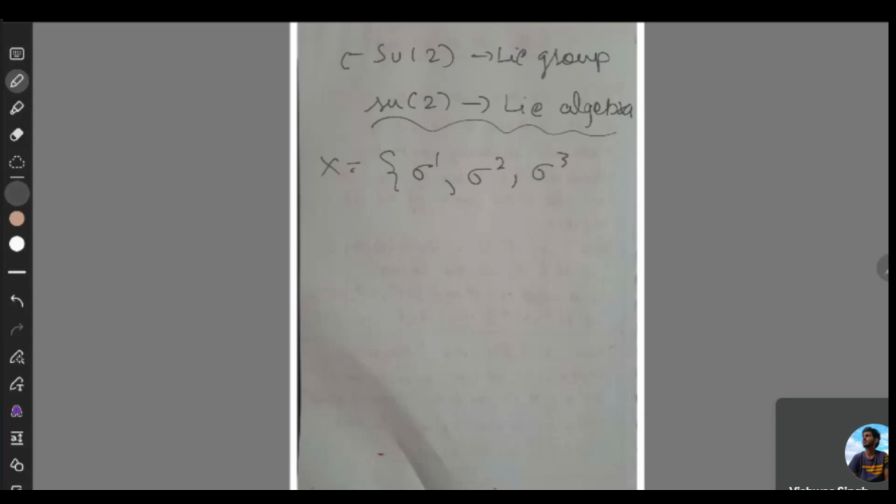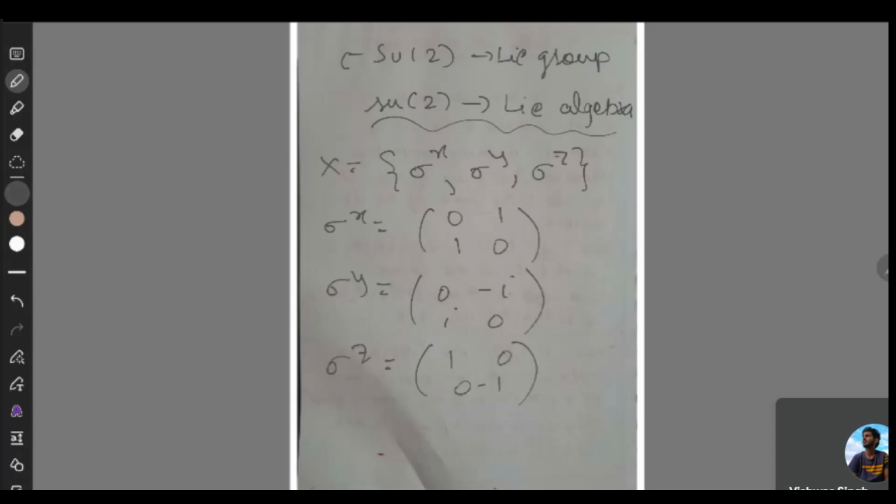Or let's call it sigma x, sigma y, sigma z. What are the properties of these matrices? These are Pauli matrices. We know the explicit form of these matrices. Sigma x is (0, 1; 1, 0). Sigma y is (0, minus i; i, 0). Sigma z is (1, 0; 0, minus 1).